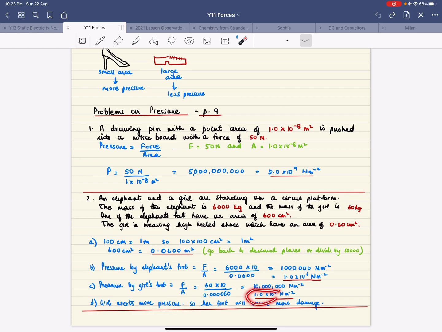Now the girl's pressure is much more than the elephant's foot pressure, even though she has less mass, because the area is so much smaller. So the girl's foot will cause more damage.